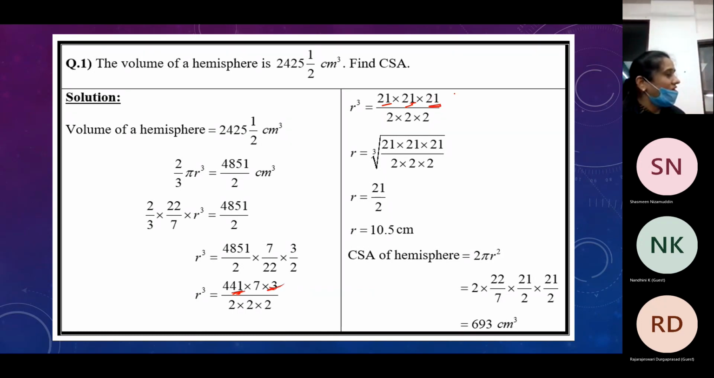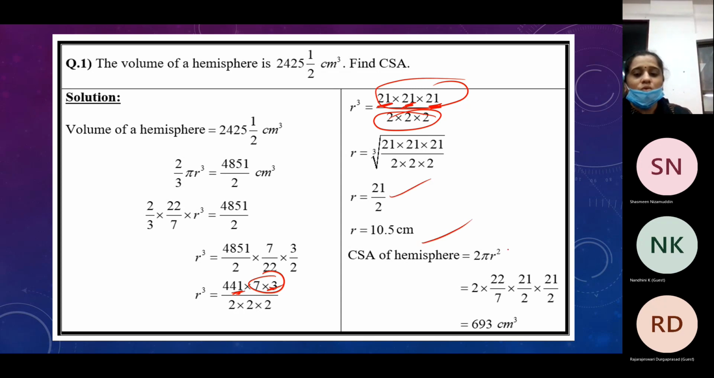That's fine. We are not in 7th or 8th standard to write only prime factors. You are in 10th. It's okay. You don't have to write prime factors. Correct? You can just write it like this. 7 3's are 21 and 441 is 21 into 21. So we have 3 21's and 3 2's. So cube root, and I hope you understand. Yeah, complete this.